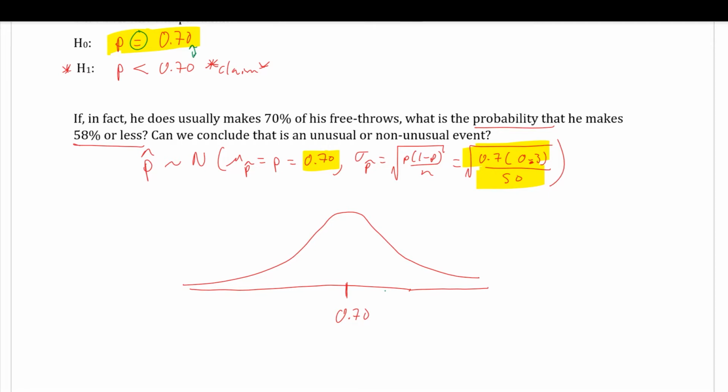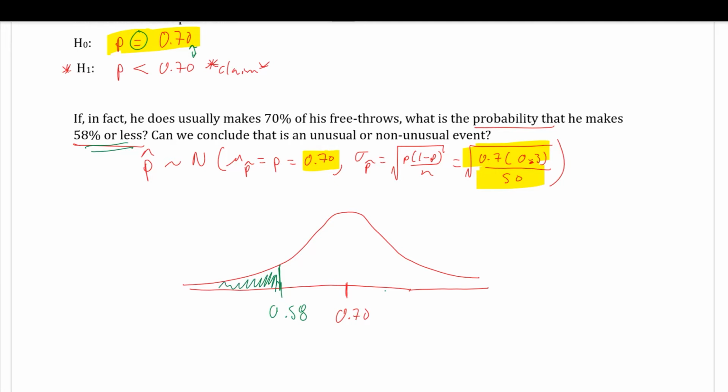On this particular day, he made 58% of his shots. And we want to see what was the probability that he makes 58% of the shots if he usually makes 70% of the shots. So where's 58? Well, here's 0.70, so 58 should be to the left here. And we want to know the probability that he makes 58% or less.